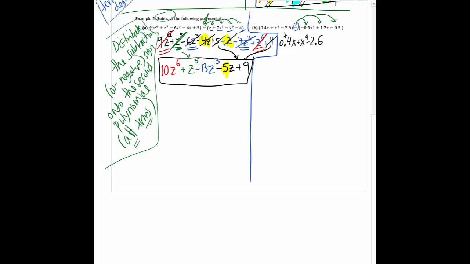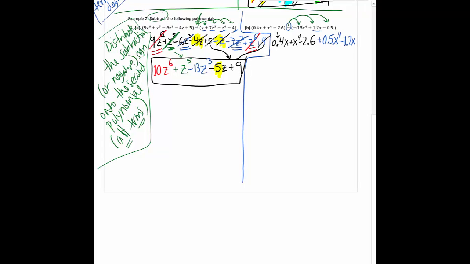So it'll be a negative on the already negative 0.5x to the 4th. That'll make it a positive 0.5x to the 4th. And the next term is positive 1.2x, but the negative, when I distribute it, makes it a negative 1.2x. And the very last term, you have a negative distributed onto another negative 0.5. Negative makes it positive 0.5. There we are. Now we have everything kind of laid bare for us.